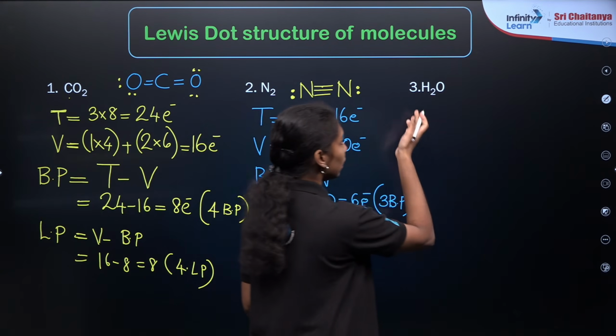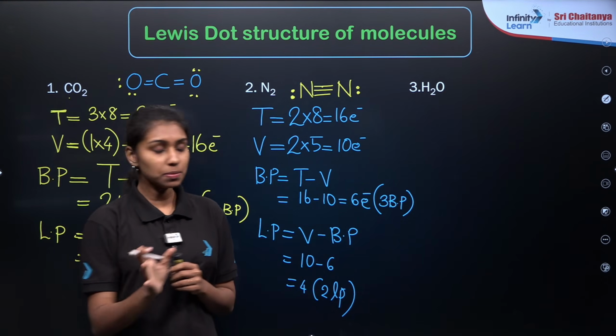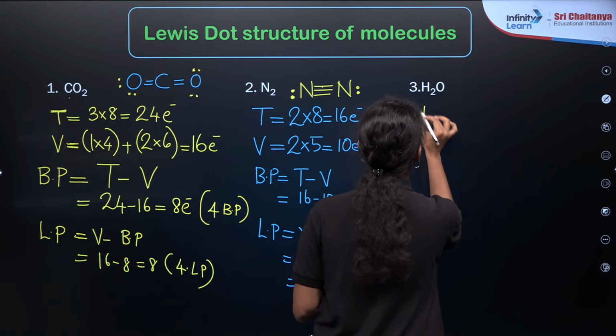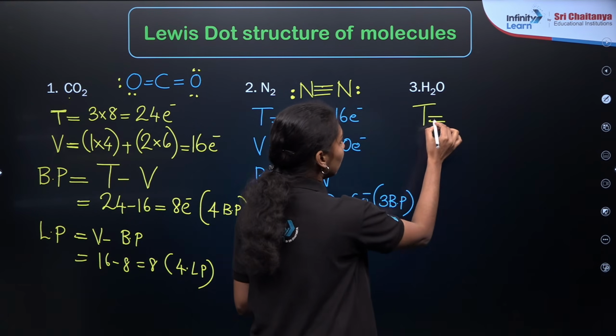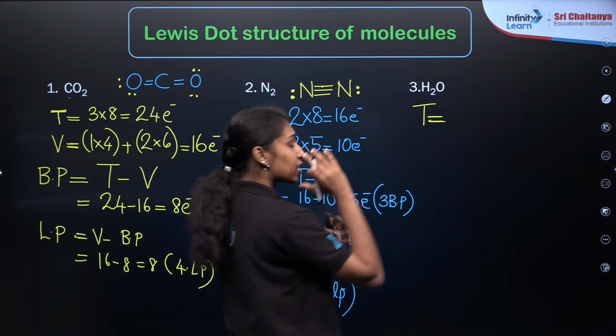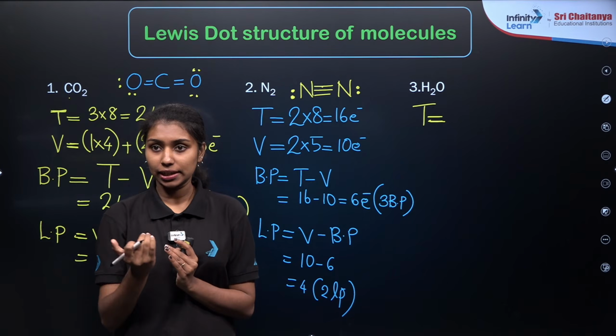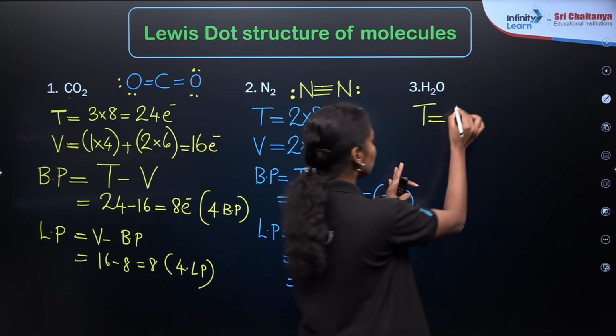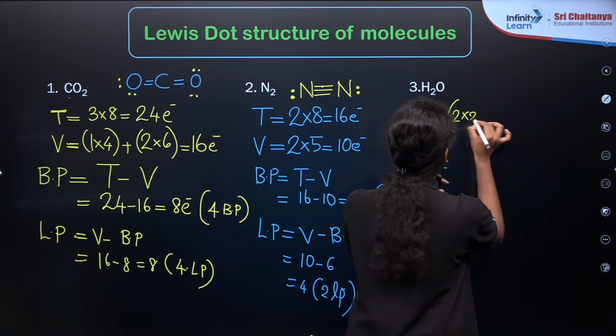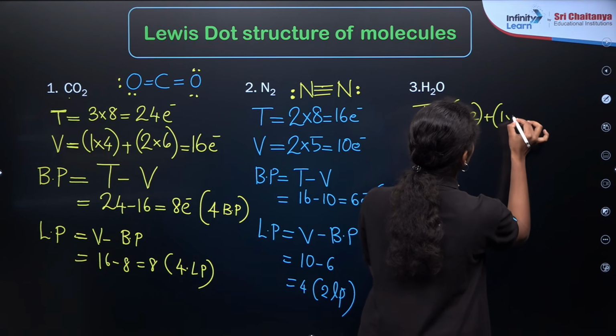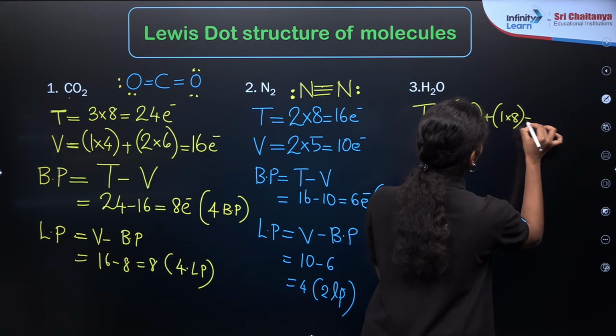So in the case of the water molecule, oxygen will be the central atom. We need to identify the total number of electrons, right? Here you need to keep in mind that in the case of hydrogen, we are not assuming there are 8 electrons, it will be 2 electrons. So here it will be 2 into 2 plus 1 into 8. Total 12 electrons, right?